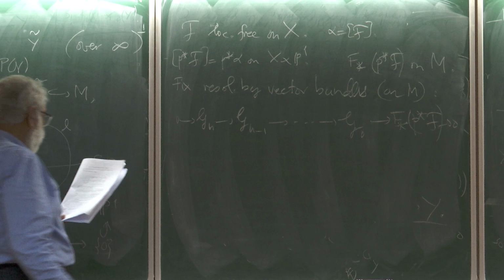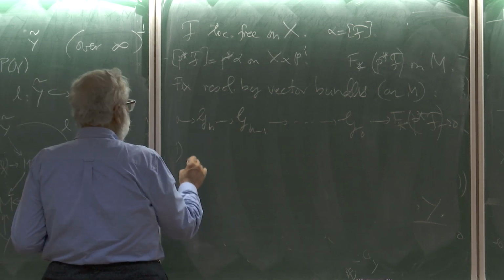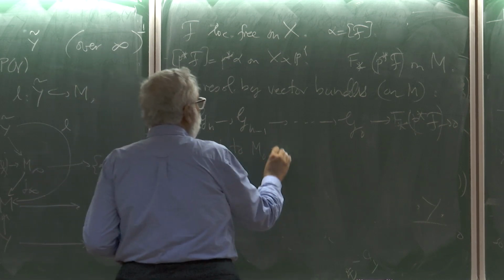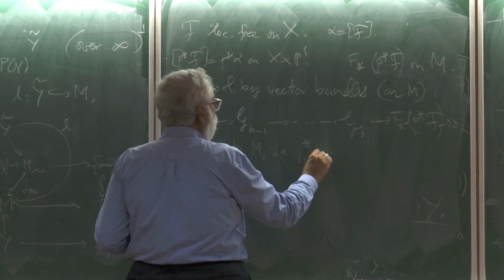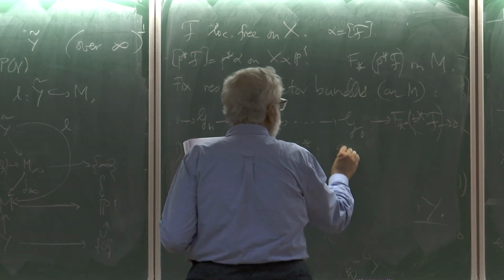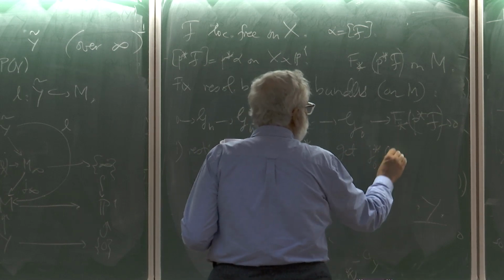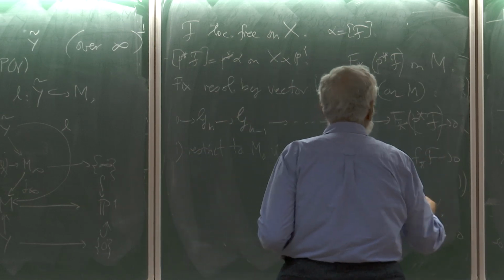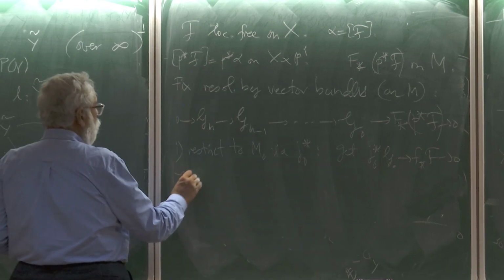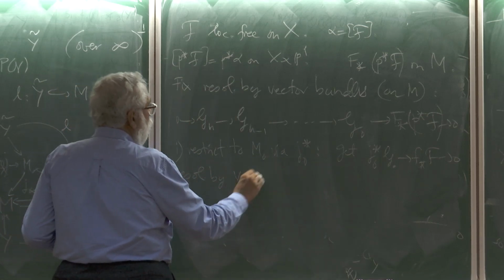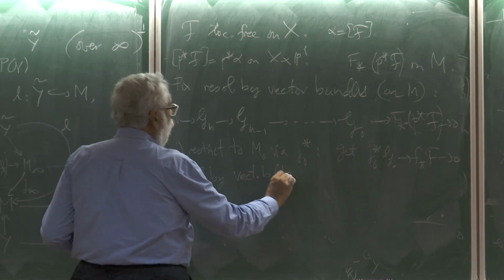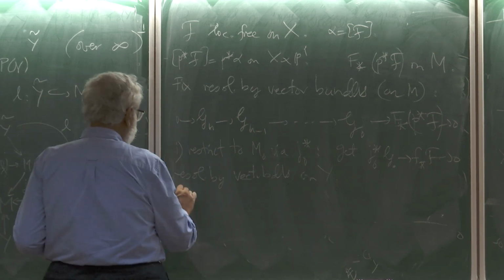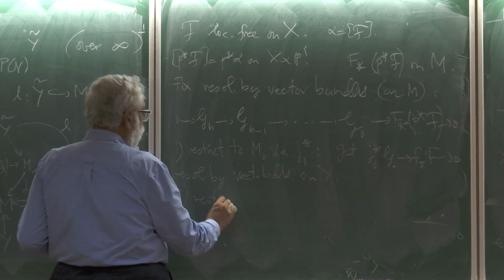Then I claim various things happen. One, if I restrict to M0 via J0 upper star, I get J0 upper star G dot mapping to F lower star F to 0, a resolution by vector bundles on Y. Next, restrict to M infinity.